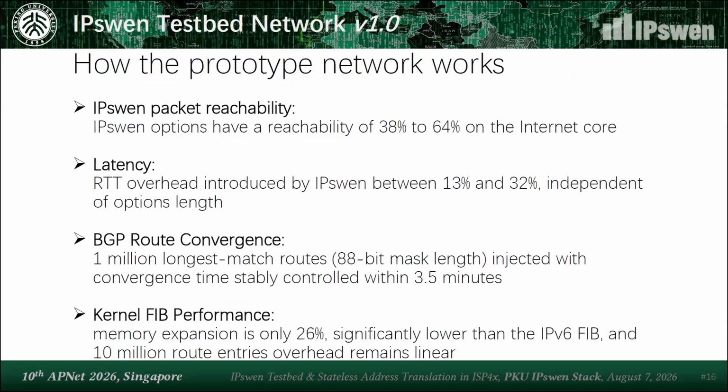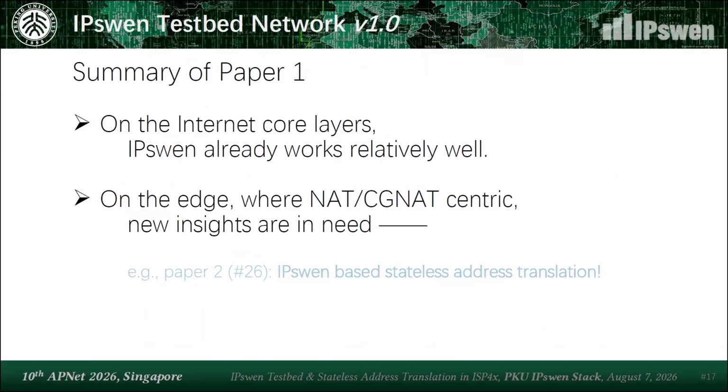Yes, the reachability in the next internet core is around 40 percent, or the best case is 60%. Latency is about some 20, and BGP convergence is about, for the longest address, about 3 minutes, and the channel performance bandwidth is about quite significant but acceptable. So, a summary: it already works relatively well on the internet core layers, but the problem is associated with the edge.